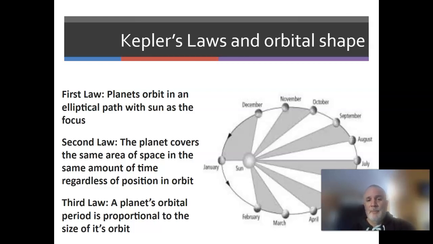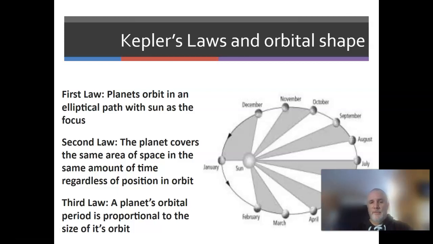The second law says the planet covers the same area of space in the same amount of time, regardless of position in orbit. So it's going to go from here to here in the same amount of time as it would from here to here, or from here to here. But for it to go from December to January in the same amount of time, it has to go a little faster because it has more distance to cover. The third law says a planet's orbital period is proportional to the size of its orbit.